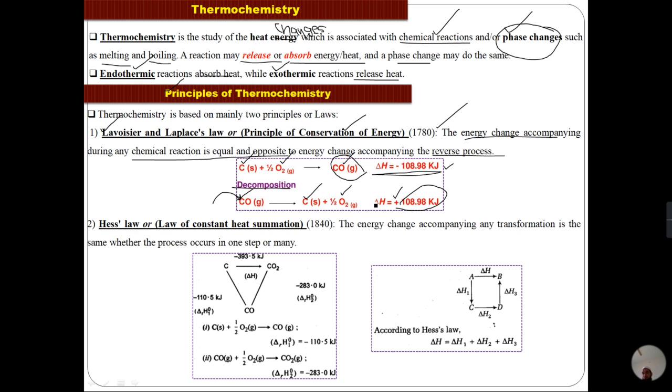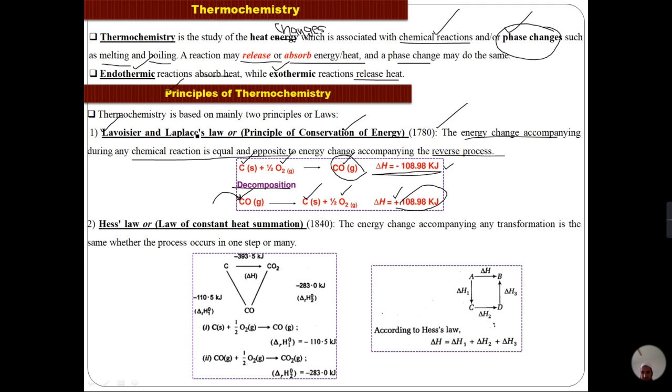the Lavoisier-Laplace law says that during any chemical reaction, reactants react to form the products. This is associated with some amount of energy released or absorbed. Now if you want to convert the product back into the reactants, you need to supply the same amount of heat. So that means energy is conserved in the forward and backward processes. That's why it's called the principle of conservation of energy. So this is your principle number 1.